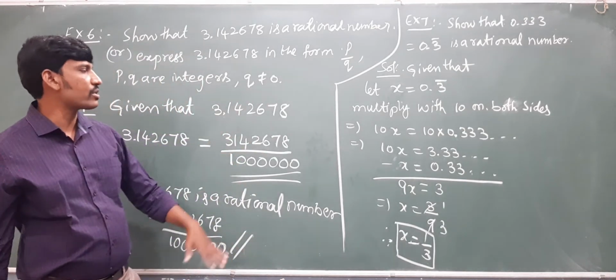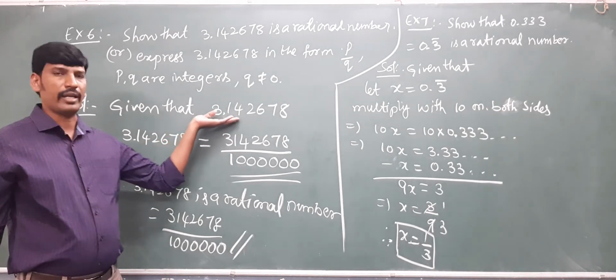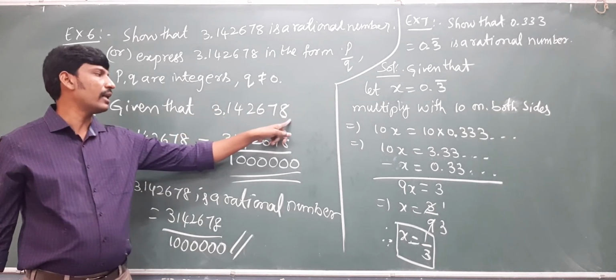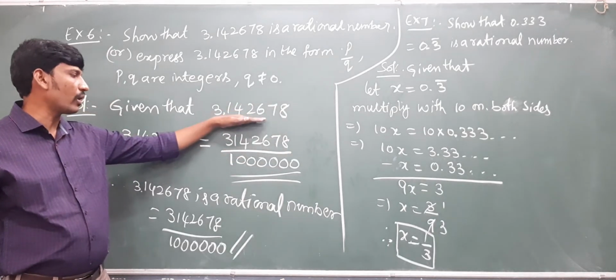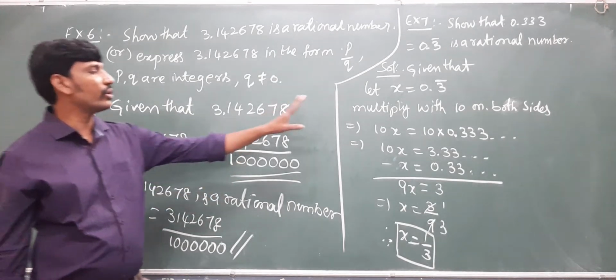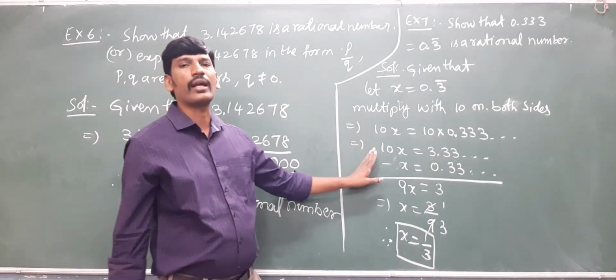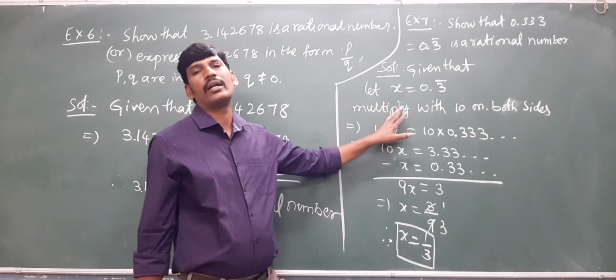So this is the process to find out. In this example, there is no repetition. At the 8, the remainder will become 0. That's why we got this total value divided by 10 lakhs directly. We got a rational number. Coming to here, it is a non-terminating recurring decimal. The other is a terminating decimal. This is a non-terminating recurring number.